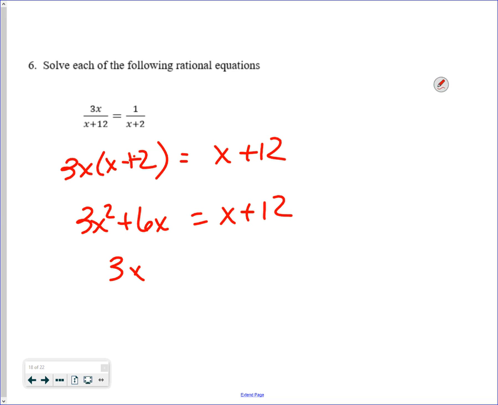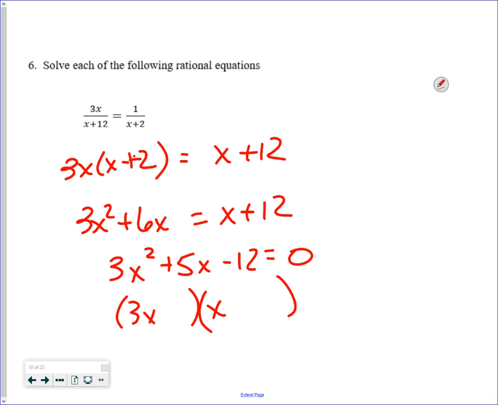Because there's a quadratic, I'm going to get all the terms on the same side. This factors. So we have factors of 3x.